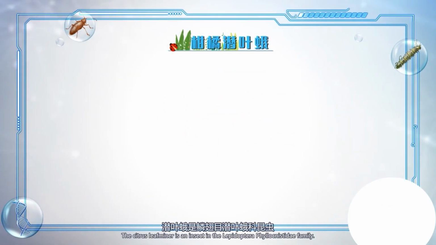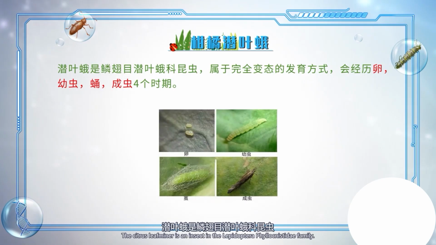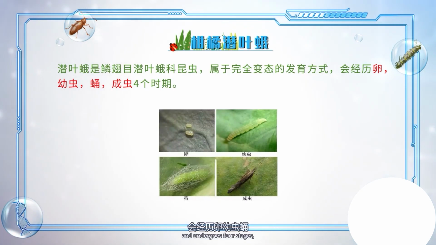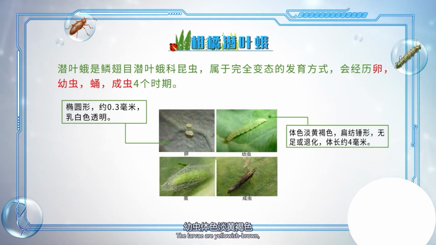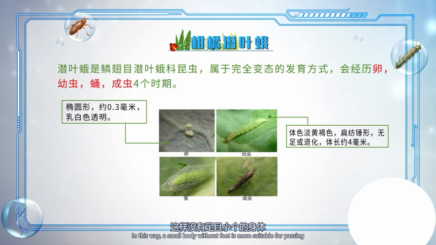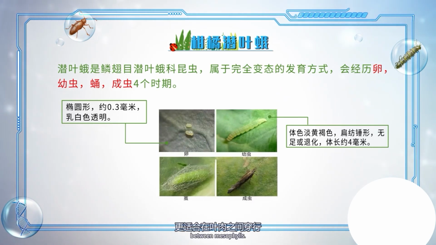The citrus leaf miner is an insect in the Lepidoptera Phyllocnistidae family. It is a completely metamorphosed developmental mode and undergoes 4 stages, namely egg, larva, pupa, and imago. Its eggs are oval, about 0.3 millimeters, milky white and transparent. The larvae are yellowish brown, flat spindle-shaped, apodous or degenerated, and about 4 millimeters long. In this way, a small body without feet is more suitable for passing between mesophylls.